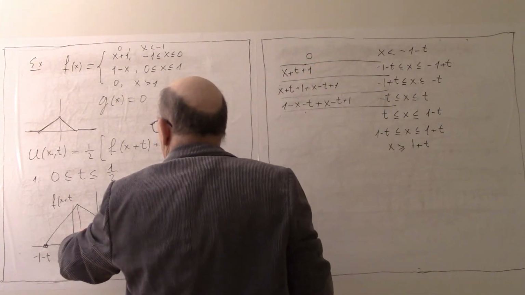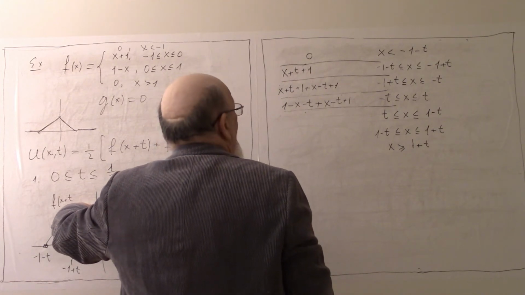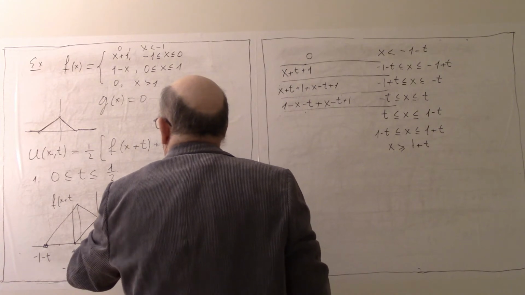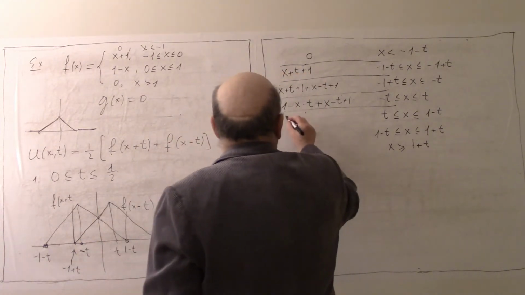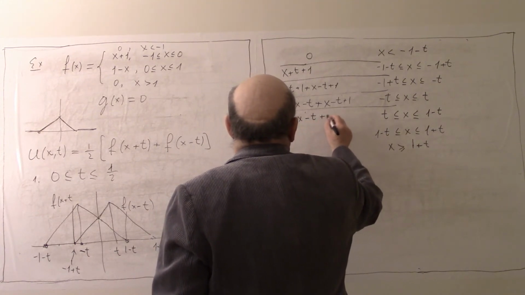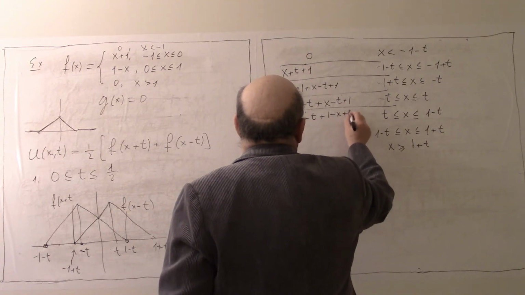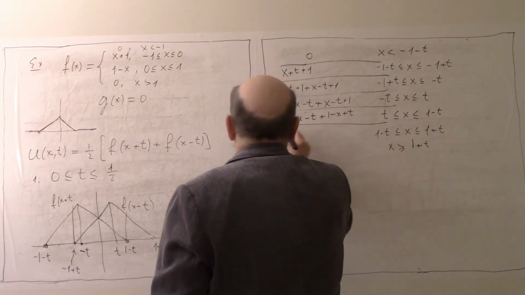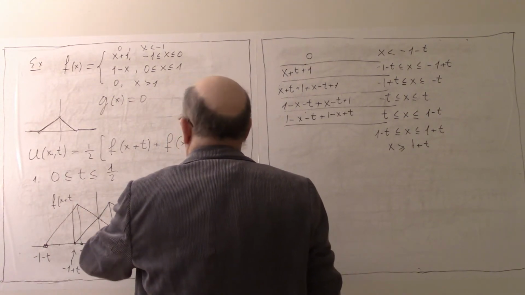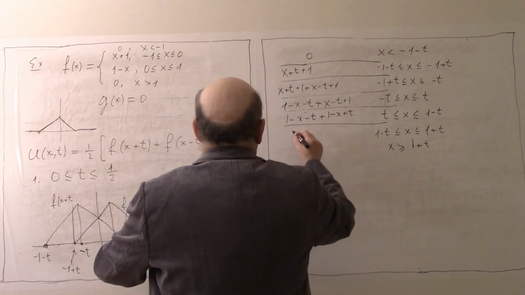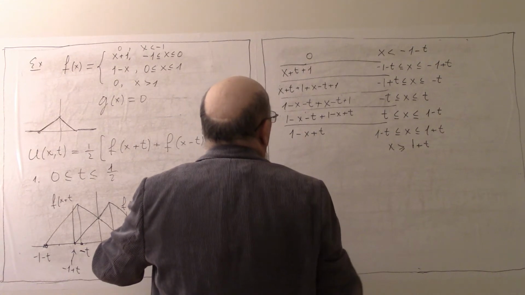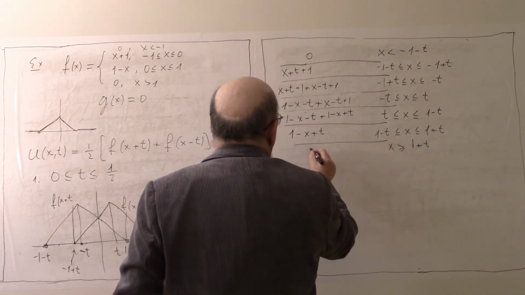Here, where it is between minus t and t, both are decreasing: 1 minus x minus t plus 1 minus x plus t. Here only the decreasing part of the second is 1 minus x plus t. And here we have 0.